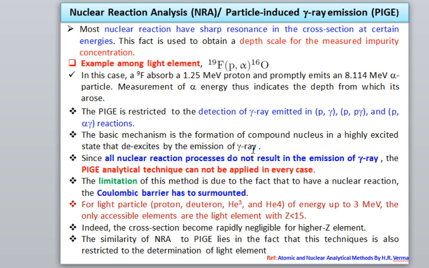It means, let us say for light particles, proton, neutron, helium-3, helium-4 of energy up to 3 MeV, the only accessible elements, if you are using this target and this incident particle, that one can detect by using PG are those with Z less than 15. Okay, means elements with atomic number less than 15 can be detected by using the PG. And for heavier elements, this cross section becomes very negligible. So both NRA and PG techniques are similar in order to determine the light elements only.